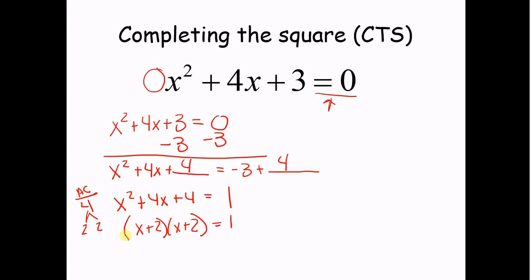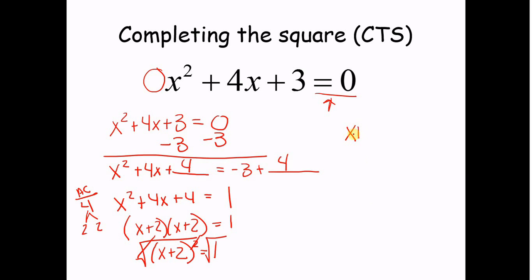Because this is technically this, correct? Well, x plus 2 times x plus 2, well, that's just x plus 2 squared equals 1. Correct? We know how to solve this now. x plus 2 squared, we can take the square root of both sides. That's going to get rid of that squared, won't it?